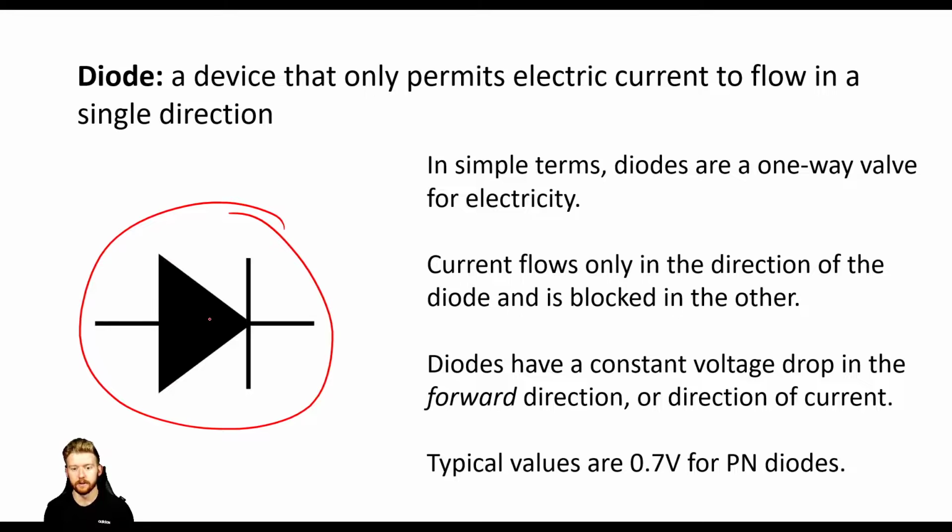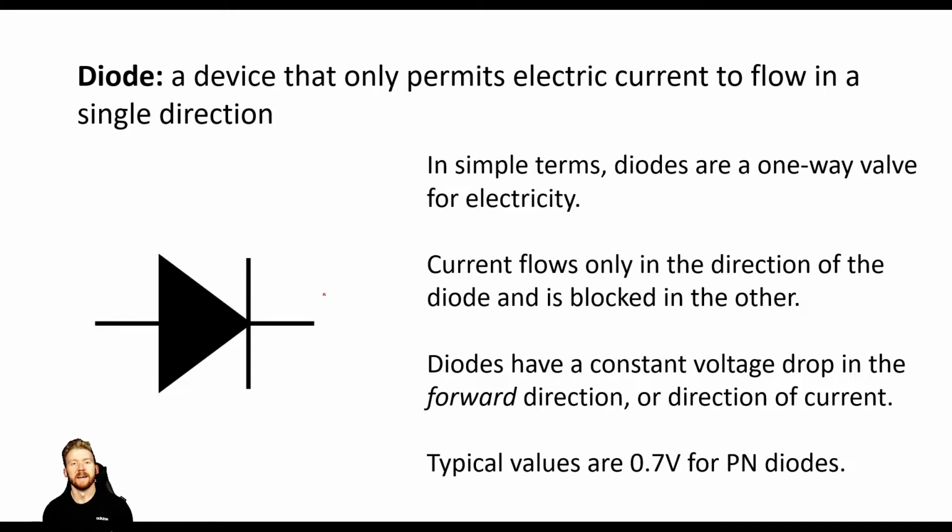So something like a resistor, it doesn't matter if it's like this or like this. Doesn't matter, okay? But for a diode, it definitely does matter the direction because it'll only let current flow in that one direction. So in simpler terms, diodes are like a one-way valve for electricity. If you remember the water analogy for electricity, a diode is like a check valve. It's only going to let that water flow in one direction, or only going to let that electricity flow in a single direction. If it tries to go the other way, it's going to be blocked.